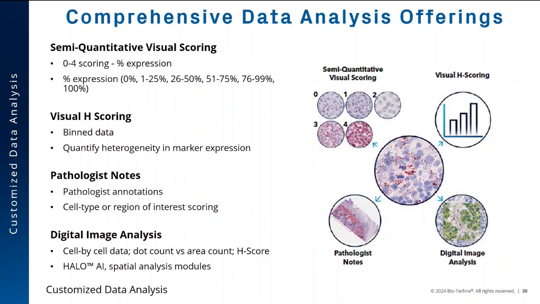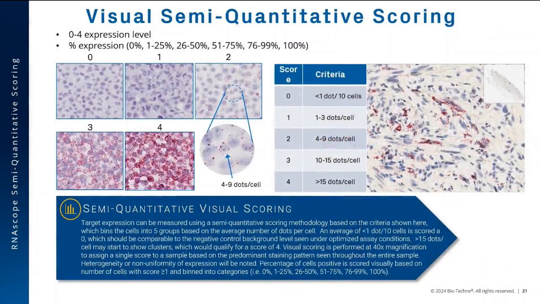Now we are looking at the visual semi-quantitative scoring. As already mentioned, semi-quantitative scoring is typically the default scoring system that we offer. It is visual scoring performed to assign a single score to a sample using the criteria outlined on the table, based on the predominant staining pattern throughout the entire sample. For pathologist-guided semi-quant scoring, percent positive covers the entire tissue and the ROIs, and a score is assigned based on the predominant staining pattern.